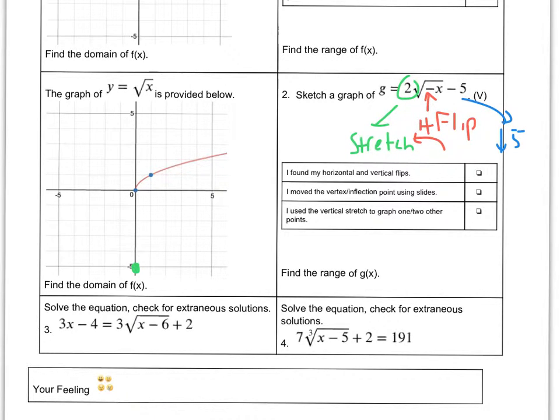And then I like using this idea of a stretch to graph the next point, and I'm going to be going up 2, and because we're flipping, I'm going to go back 1 instead of forward 1. That means my graph is going to look like this. For the domain, it's going to be x is less than or equal to 0, because we're starting at 0 and going backwards. And for the range, we're starting at negative 5 and going up. So we're looking at y is greater than or equal to negative 5.